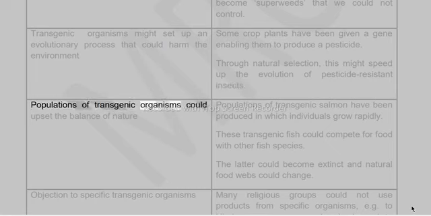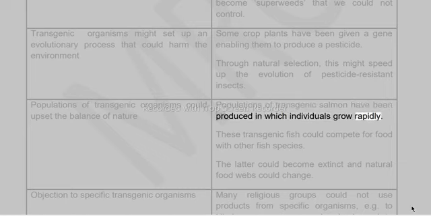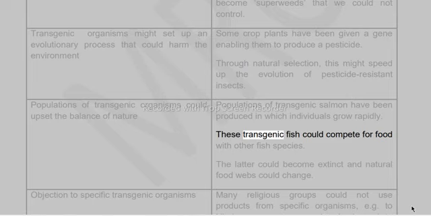Populations of transgenic organisms could upset the balance of nature. Populations of transgenic salmon have been produced in which individuals grow rapidly. These transgenic fish could compete for food with other fish species. The latter could become extinct and natural food webs could change.